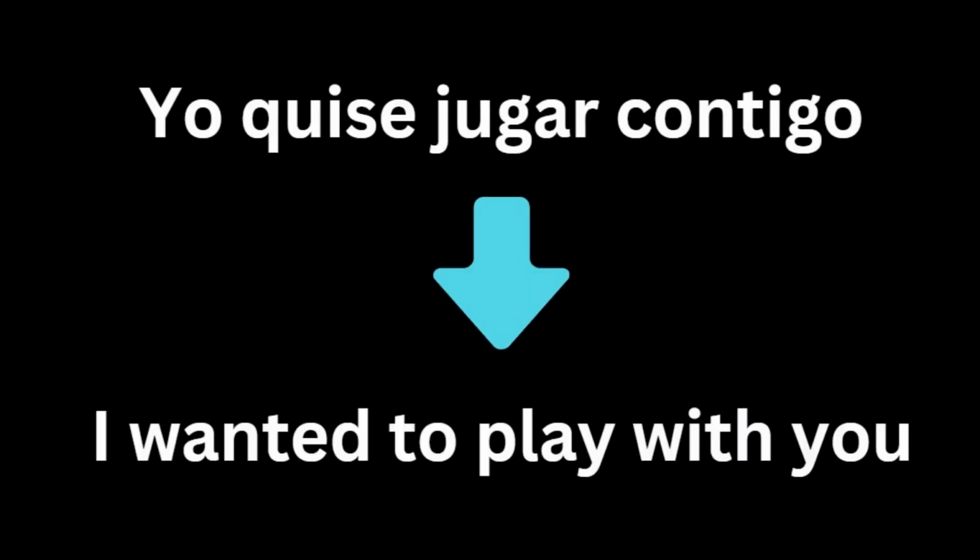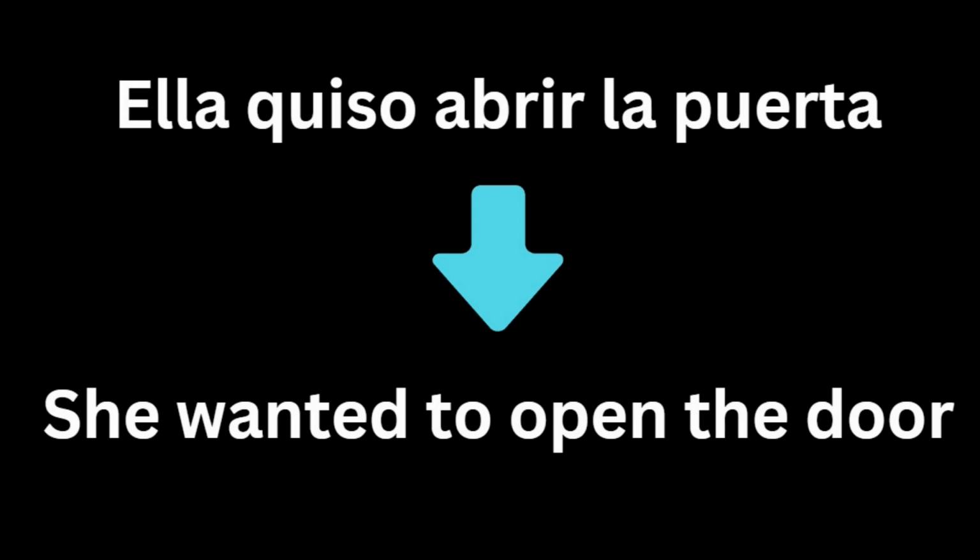I wanted to play with you, which is an action that I wanted to do and I no longer want to do it. I can also say something like, Ella quiso abrir la puerta. She wanted to open the door, because it's an action that stayed in the past, meaning that she no longer wants to do it.